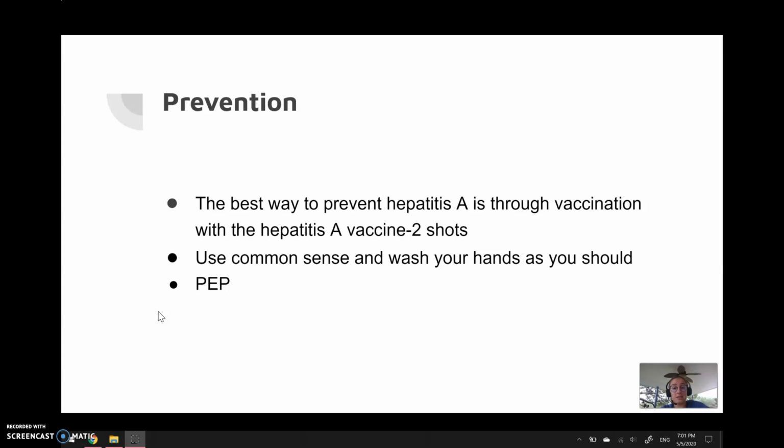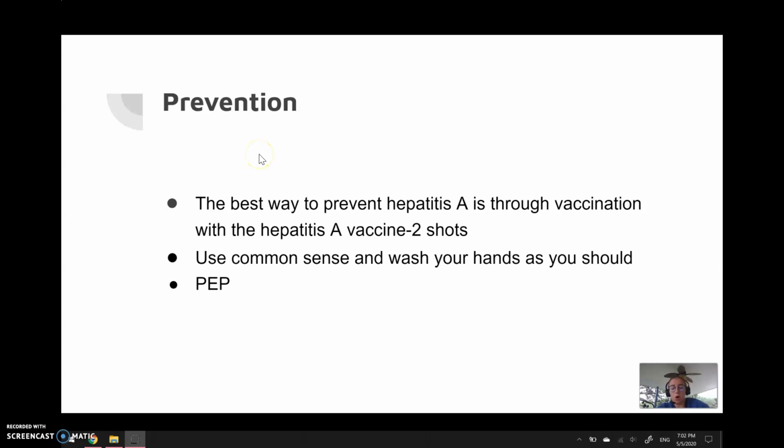Use common sense. Wash your hands as you should. You should already know how to do this from being in this class. After you change a diaper, wash your hands, before you change a diaper too. Before you eat food, after you eat food, while preparing food, the common preventative measures of getting any infectious disease go for hepatitis A.